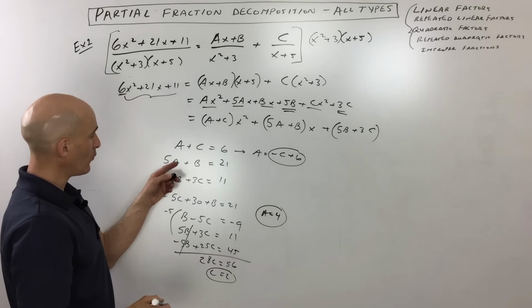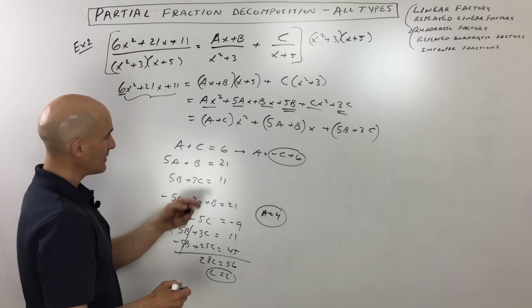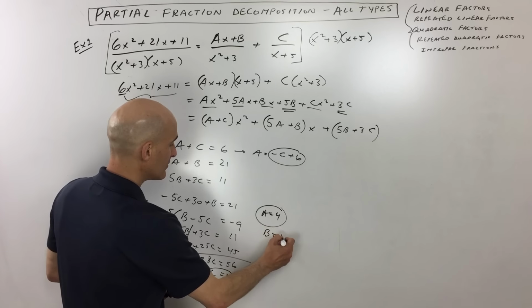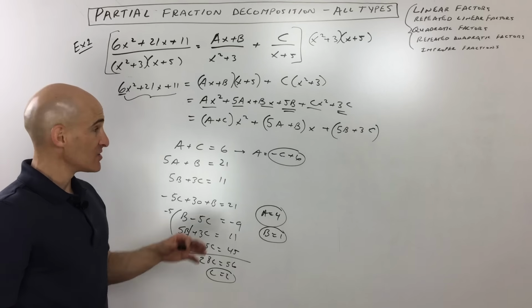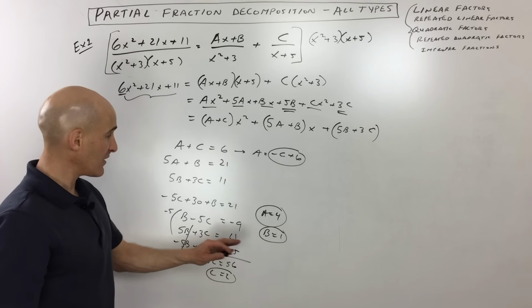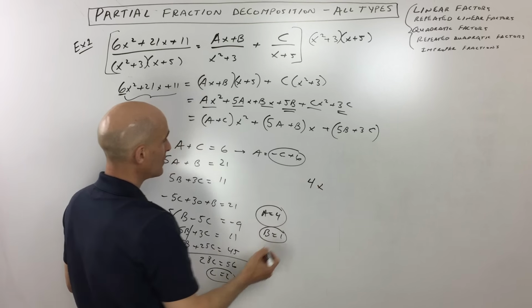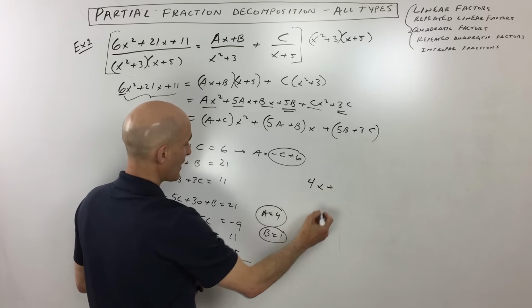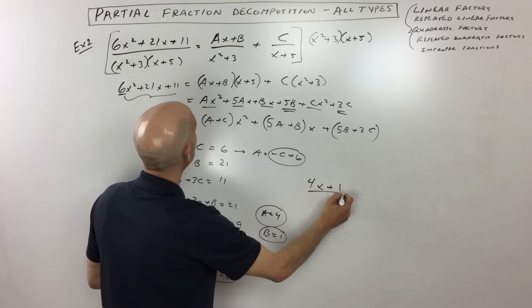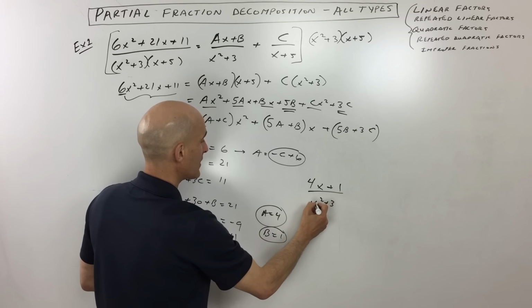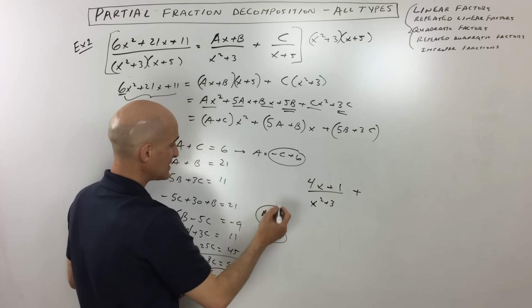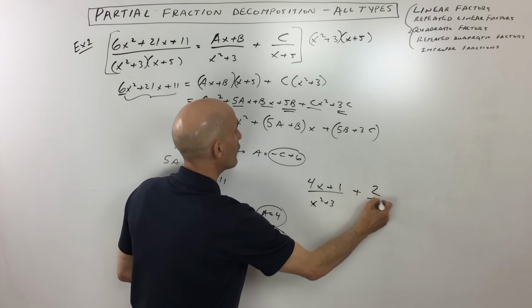And if a is 4, that means that's 20. That means that b must equal 1. Okay, so basically just solving a system of equations. But the last step, what you want to do is you want to put them back in so your teacher knows what the actual fractions are. So that's 4x plus 1 over x squared plus 3, right? Plus c, which is equal to 2 over x plus 5.